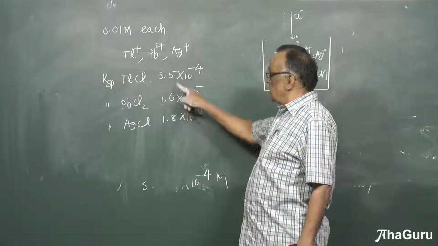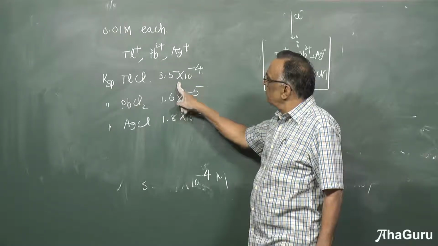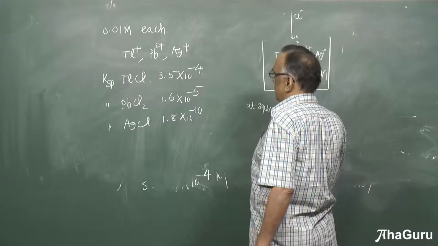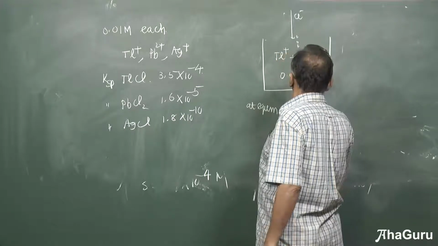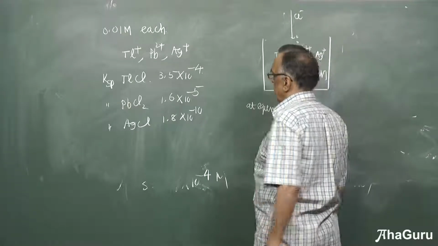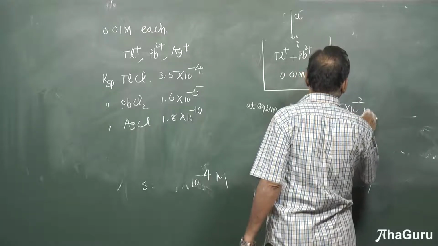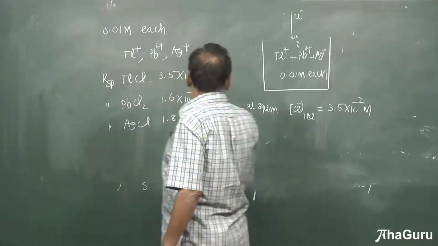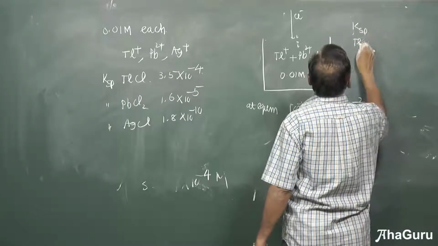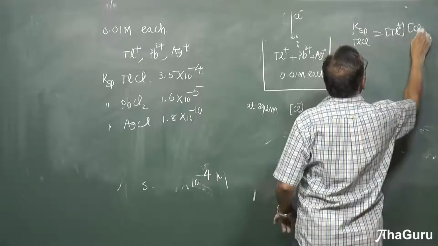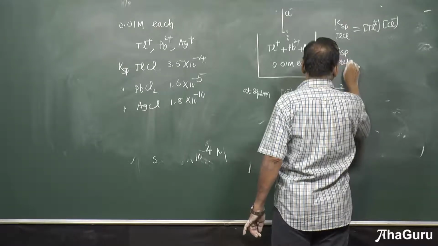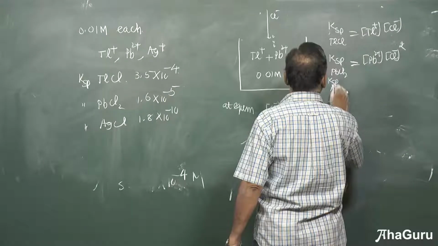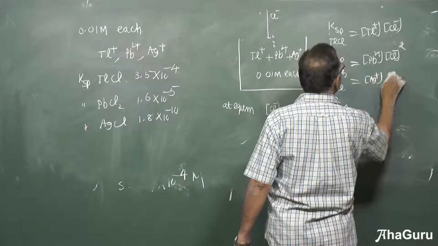Now, use the KSP of thallium chloride, and you have 0.01 molar thallium ion at equilibrium. What is the concentration of chloride ion for thallium chloride? 3.5 into 10 power minus 2, correct? How? KSP divided by the metal ion concentration, yes or no? Write the expression. KSP of thallium chloride is concentration of thallium ion into concentration of chloride ion. KSP of lead chloride is concentration of Pb2+ into concentration of chloride ion squared. KSP of silver chloride is concentration of Ag+ into concentration of Cl minus.